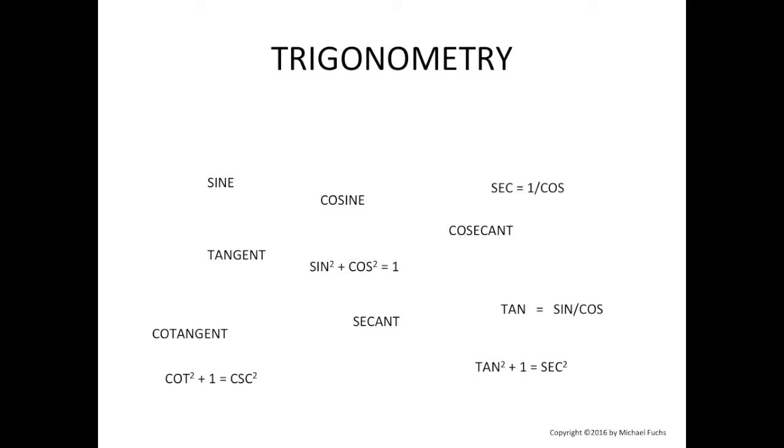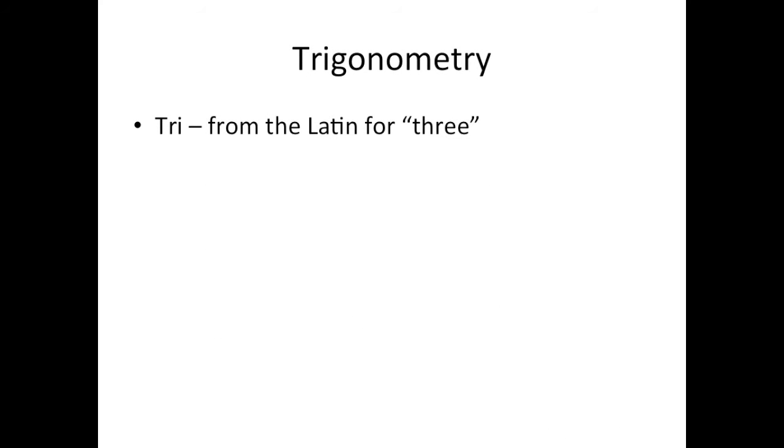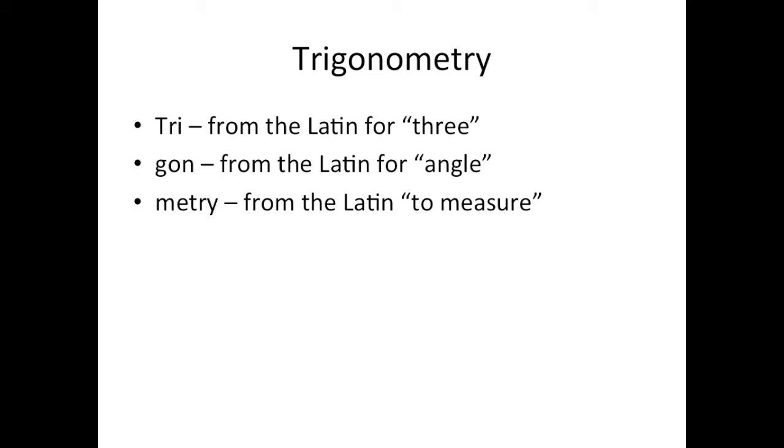Sometimes it's handy to figure out what some words mean, and the word trigonometry is pretty straightforward. Tri comes from the Latin for three, like triathlon. Gon from the Latin for angle, as in polygon, a figure with many angles. And metry means to measure something. And if you put that together, trigonometry doesn't quite sound right, so you stick another vowel in there to make the whole thing sound a little bit better, trigonometry.